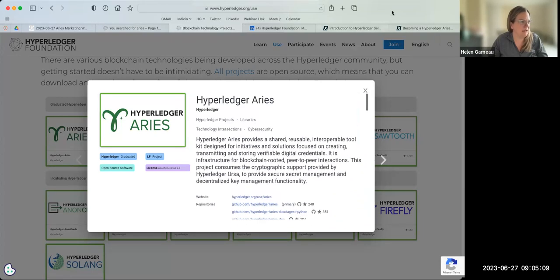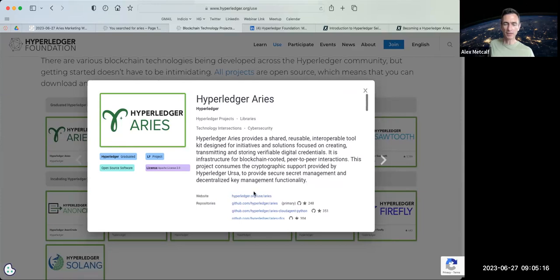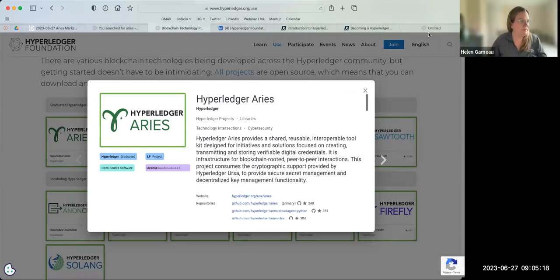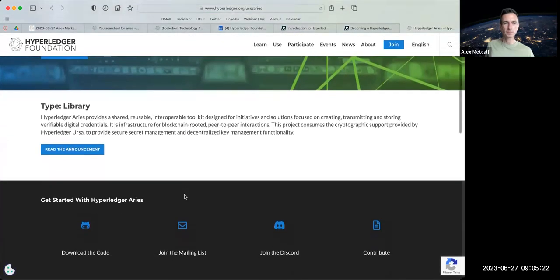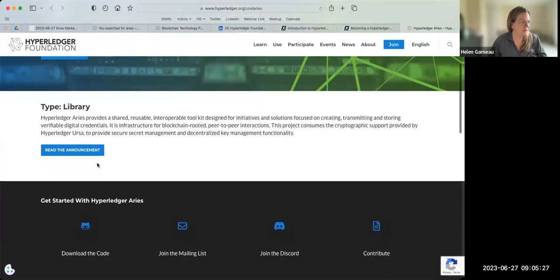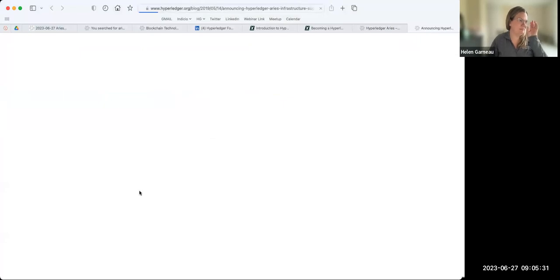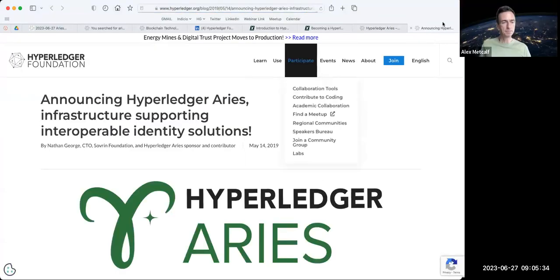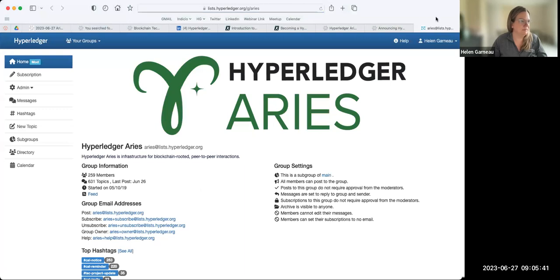Looking at this, I can absolutely see that there's room for improvement. And there's the landing page itself. Sorry, Helen. If you go to that website link, the first link there, could you get to it if you do a search? It's more sparse than what you got there. Okay. So here's the description. Here's the announcement from 2019, probably. Yep. Perfect. And then here's download the code, join the mailing list.